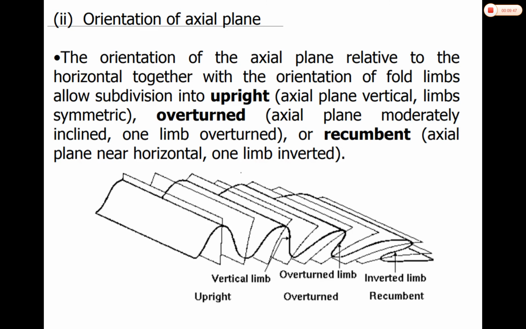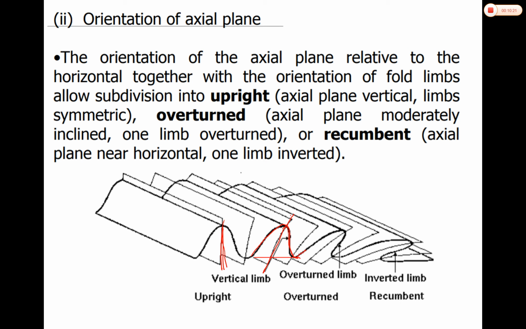Alright, the orientations of axial plane. Alright, the orientations of axial plane relative to the horizontal together with the orientations of fold limbs into the upright, overturn. Okay, there is also recumbent. Okay, if it is straight upright like this vertically, it is a vertical limb. Okay, if you can see this one. Okay, and then we cut in the middle to check its symmetry. So it has an inclination.